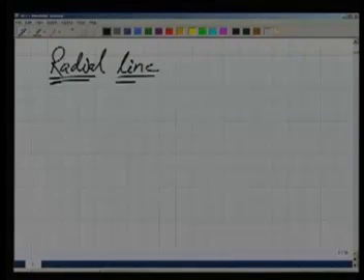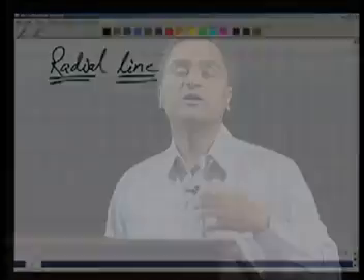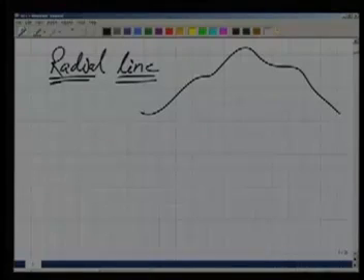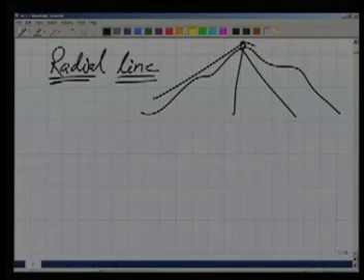Radial line method is, again, dependent upon the terrain where you are working. Which method should you use? It will depend upon what kind of terrain you are working in. If the terrain is something like a hillock, you want to stand at the top of the hillock, so from there you can take observations in all directions.